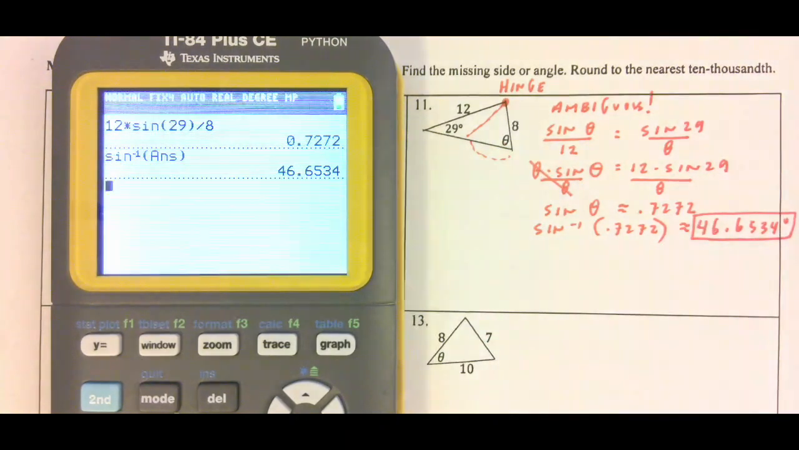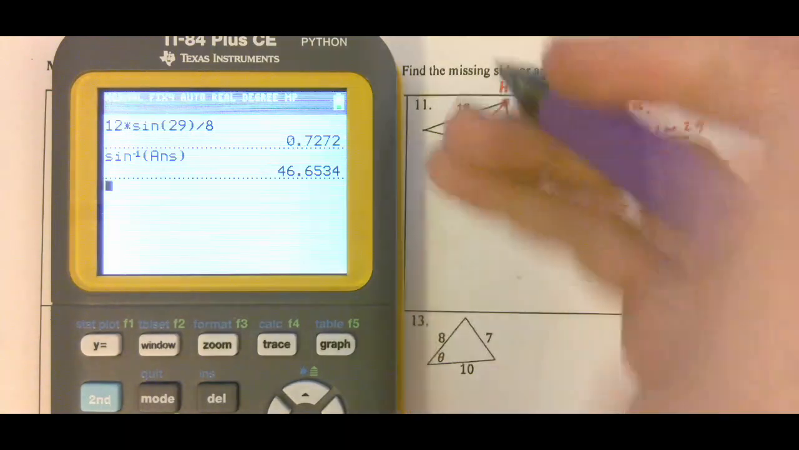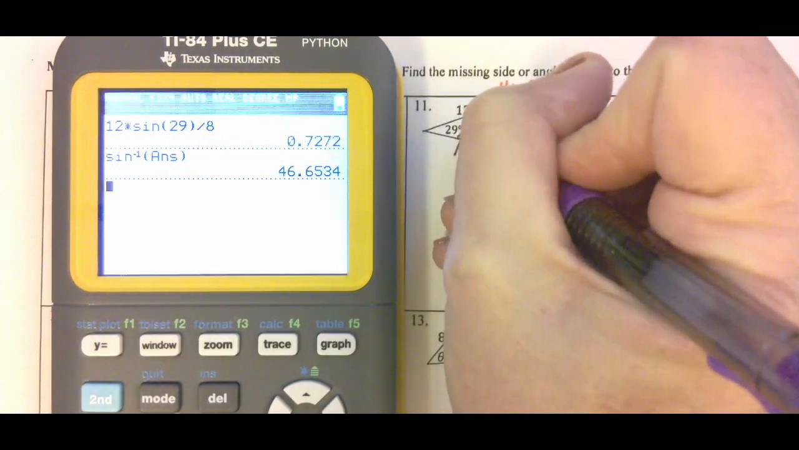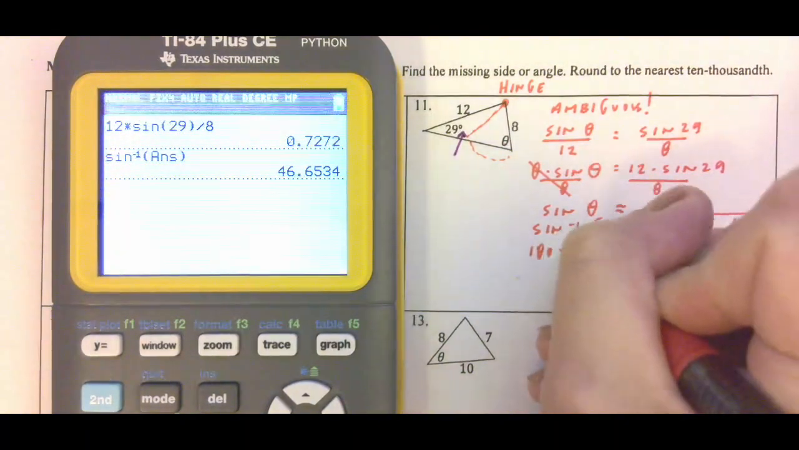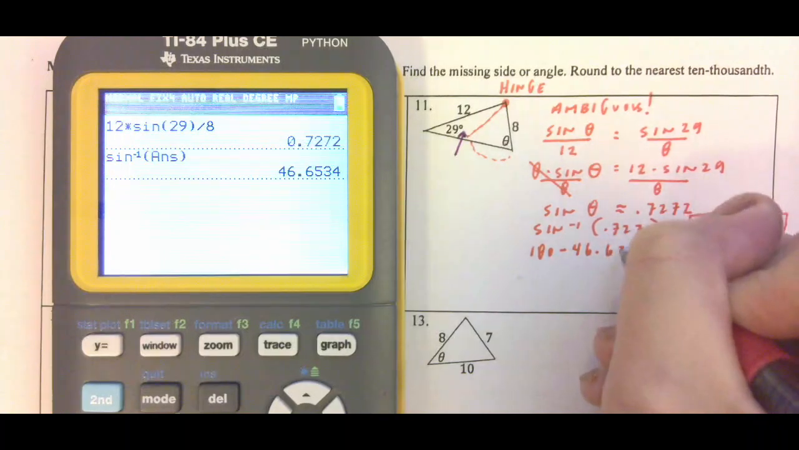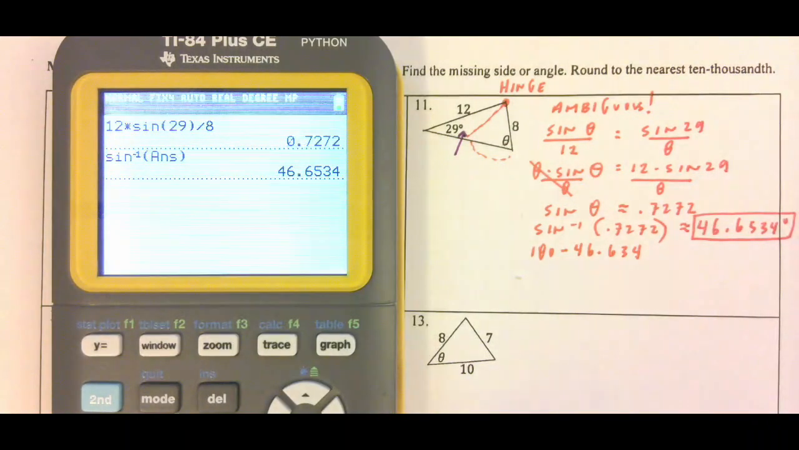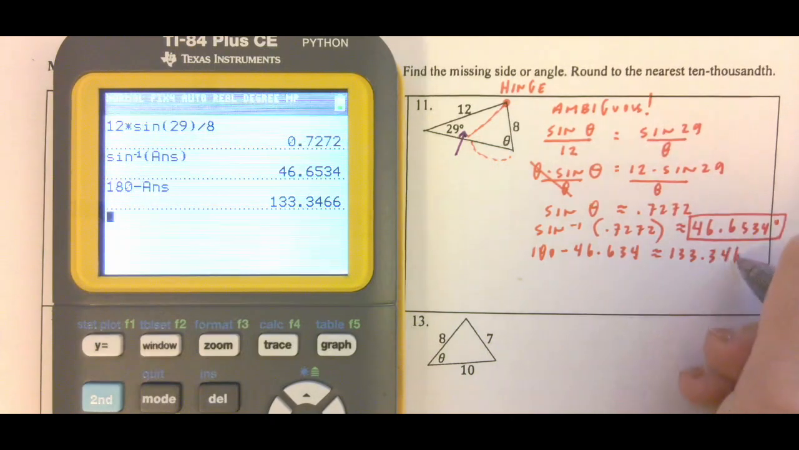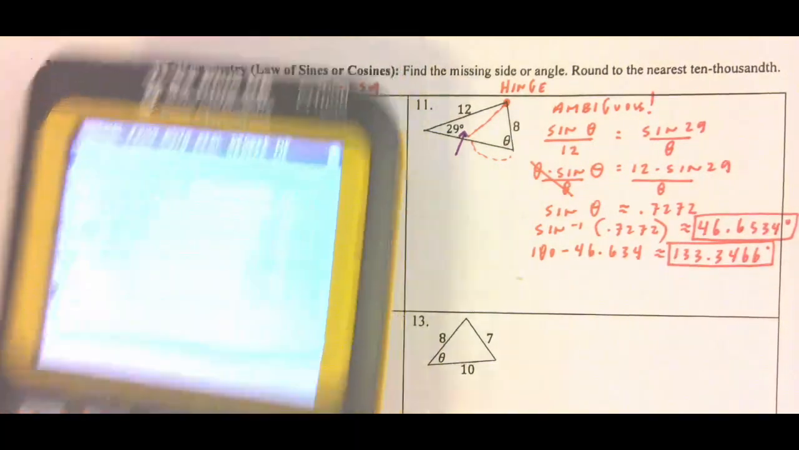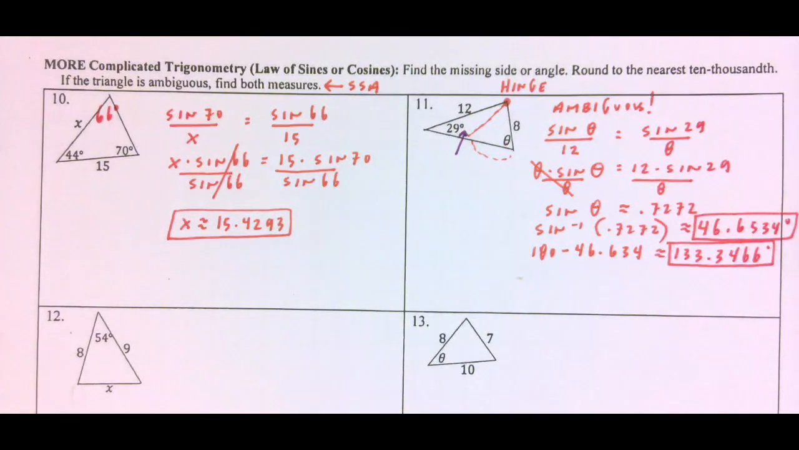46.6534. So for my second option, the ambiguous case, we're solving for this angle right here, which is the supplement of the first. So I need to do 180 minus that measure, which gives me my second option of 133.3466. That is my other option for what theta could be, because it's ambiguous. Again, it only happens with side-side angle.